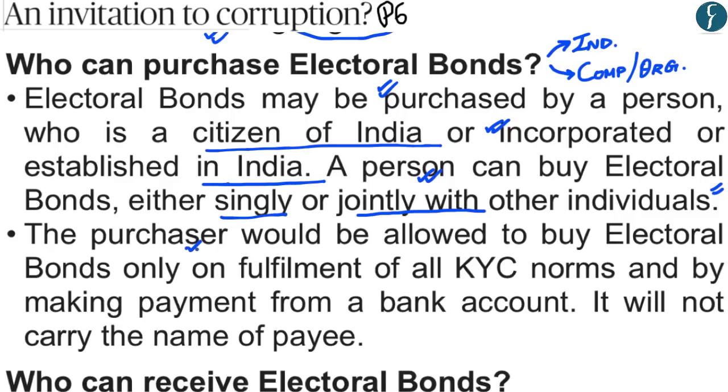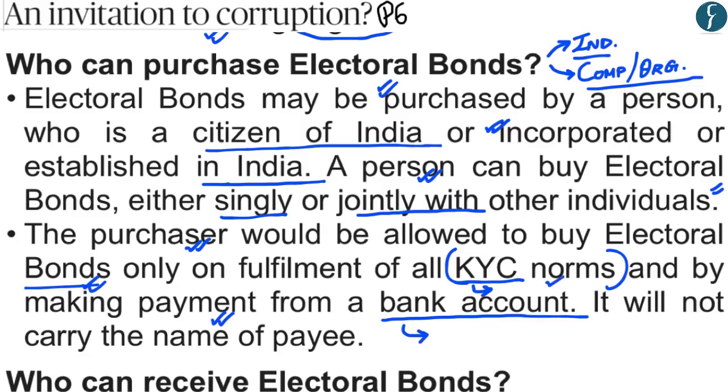However, the purchaser of electoral bonds, either being an individual or a company or organization, can only buy electoral bonds on fulfillment of all KYC or Know Your Customer norms, which has been provided by the bank. And apart from this, the individual or the company or organization has to make the payment for electoral bonds from a specified bank account. And this bank account also has to fulfill every type of KYC norms of the banks.